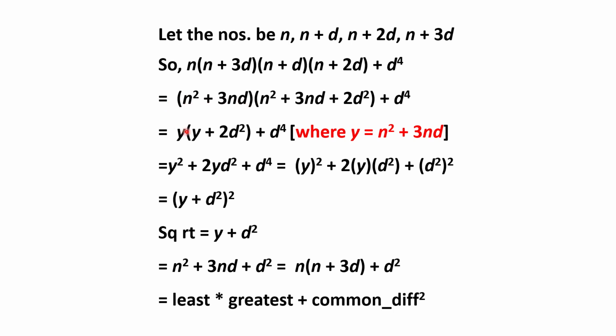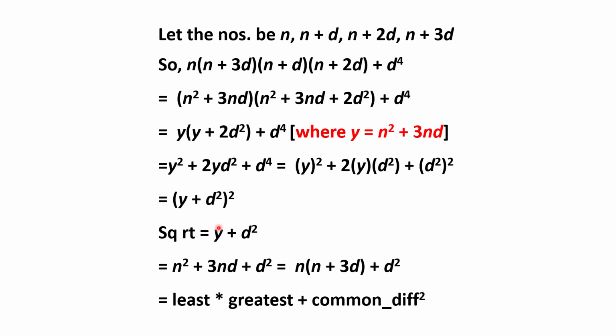So y into y plus 2d square plus d power 4, which is y square plus 2yd square, y into y square, y into 2d square, plus d power 4, which actually is y plus d square whole square. So this is a perfect square and the square root would be y plus d square. You can affix a plus or minus sign, but we are taking the absolute value, y plus d square.